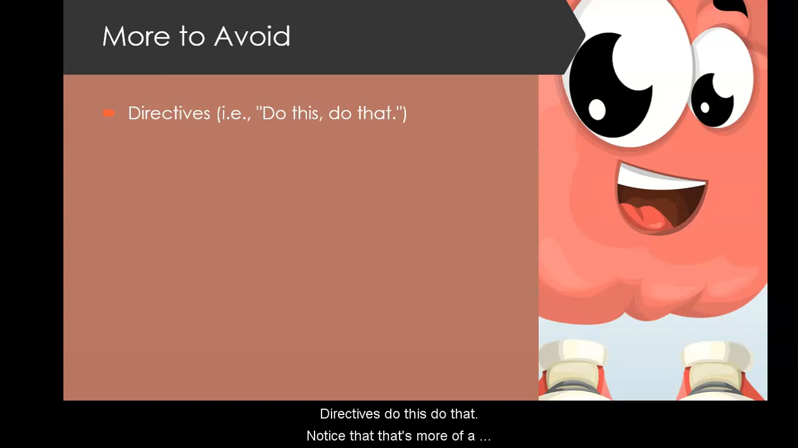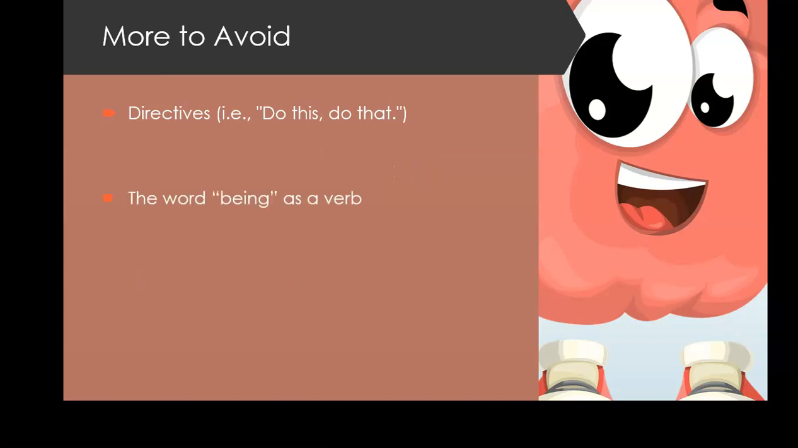More things to avoid. Directives, do this, do that. Notice that that's more of a teacher-student tone. Academic essays are peer-to-peer, okay? It's a very smart peer to very smart peer, but it's not a talking down to, it's not a teacher-student tone. You'll also notice in your directives the subject is implied. There's no subject in the sentence doing the thing, and that is not specific, right? So that's too general for an academic essay.